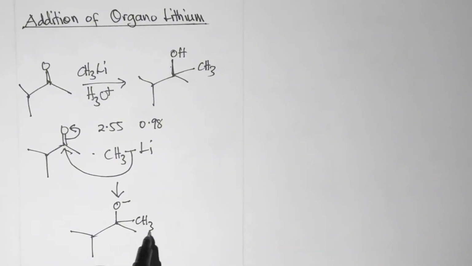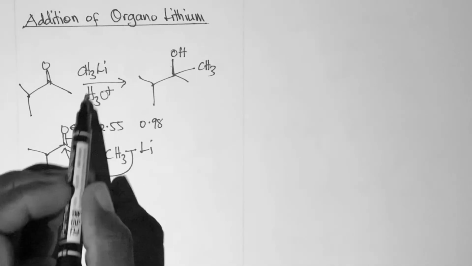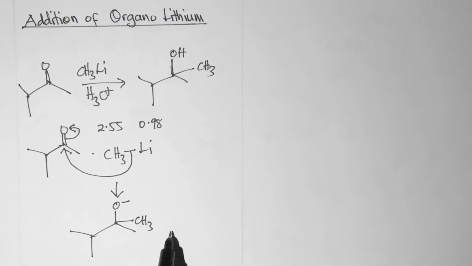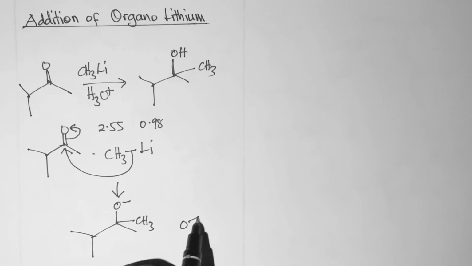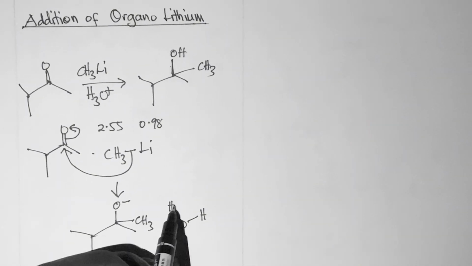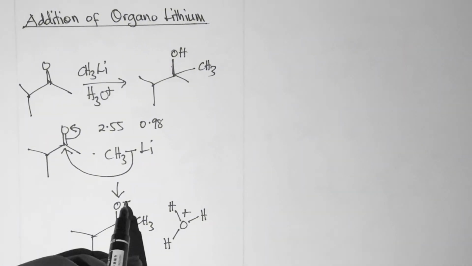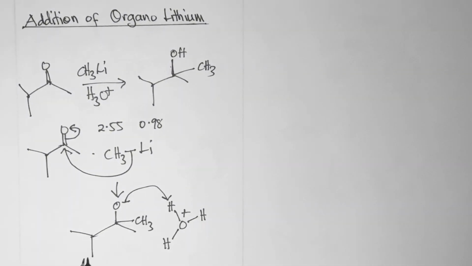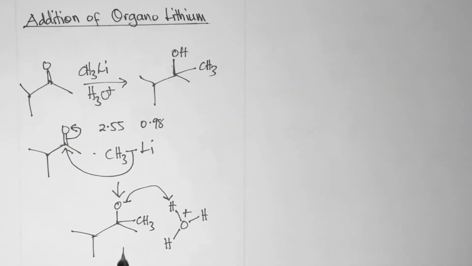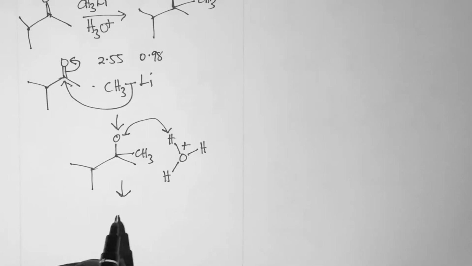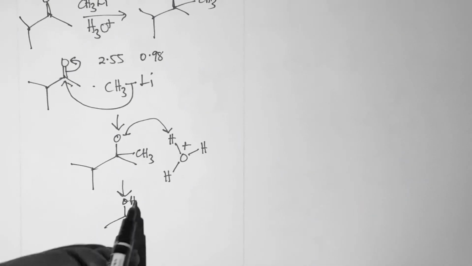Then this is the CH3. But remember that we have a proton in solution. So this is the hydronium ion. So what will happen is that this oxygen will use its electrons to pick up this proton, and therefore we'll get the final product in solution, which is this product.